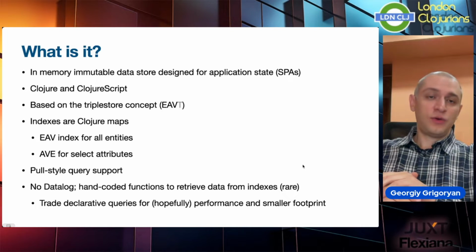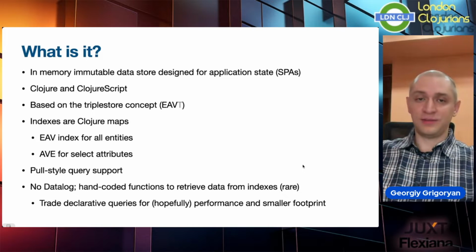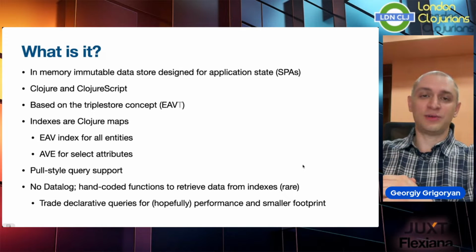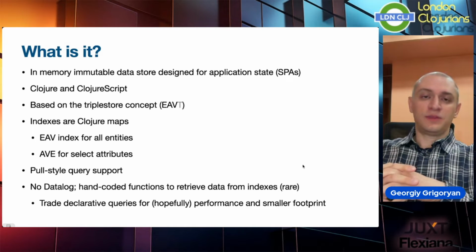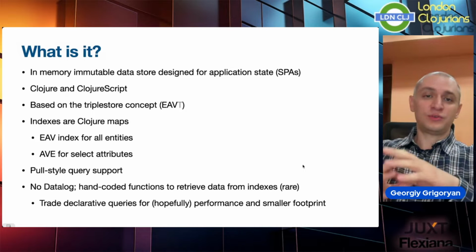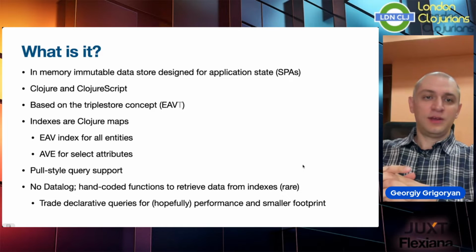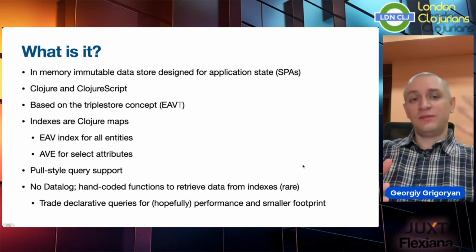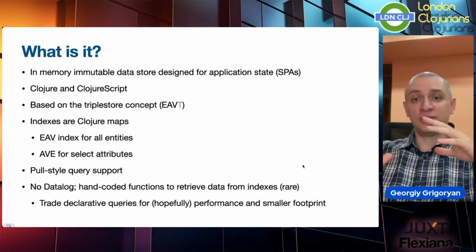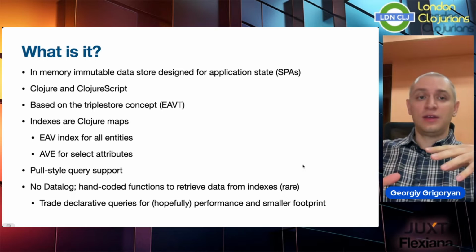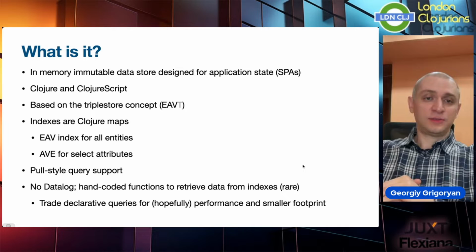It's based on the triple store concept: entity, attribute, value. This is all heavily inspired by Datomic and DataScript and that data model. There's also a T there, grayed out, because we don't really keep a T, and we'll see more details on that later. There are basically two indices: the EAV index that contains all of the entities, and the AV index for select attributes as needed. And the indices are Clojure maps. That's kind of one of the key things.